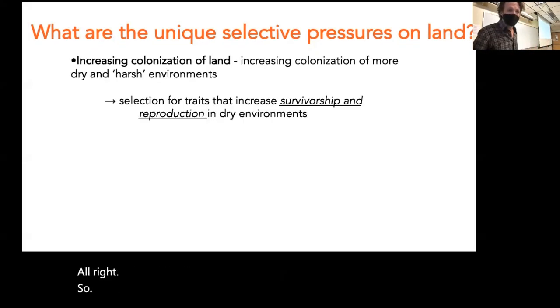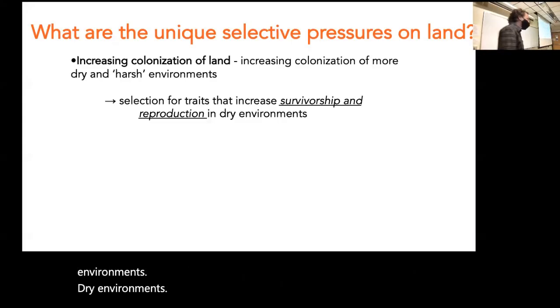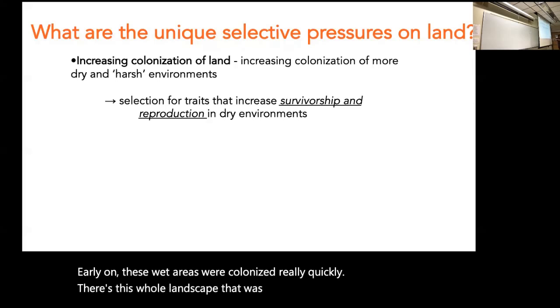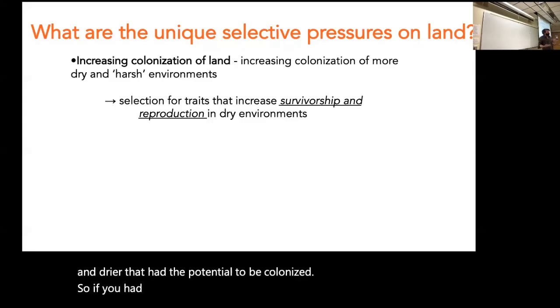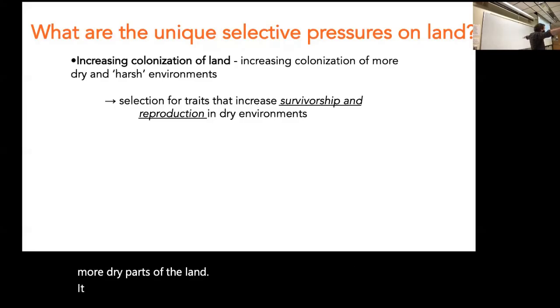So, selection for traits that increase survivorship and reproduction in dry environments. So increasing colonization of the land. And early on, these wet areas were colonized really quickly. But there's this whole landscape that was increasingly drier and drier and drier that had the potential to be colonized. So if you had the traits that enabled you to colonize and survive on more dry parts of the land, it was an open frontier.